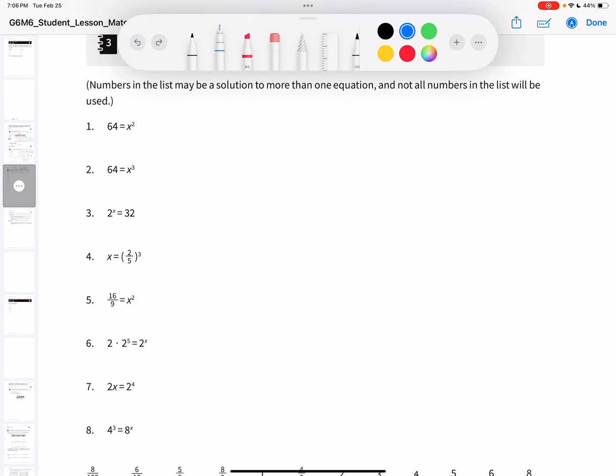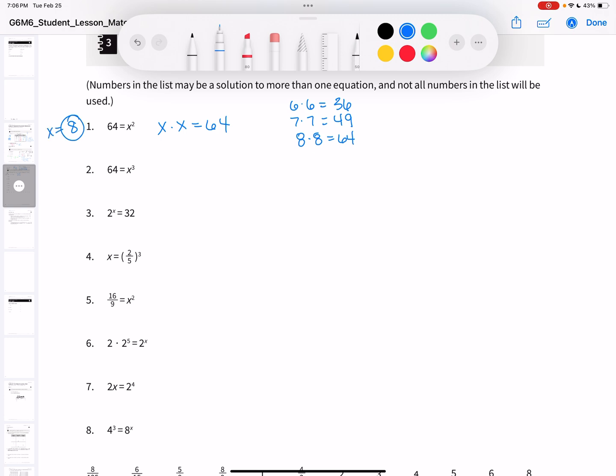We need 64 equals x times x squared. So that's really x times x equals 64. So if you know your math facts, you would know that a number times a number does equal 64. But let's say you don't. So let's do this. 6 times 6, that's 36. 7 times 7, that's 49. 8 times 8 is 64. So our solution to 1 is 8. X equals 8.